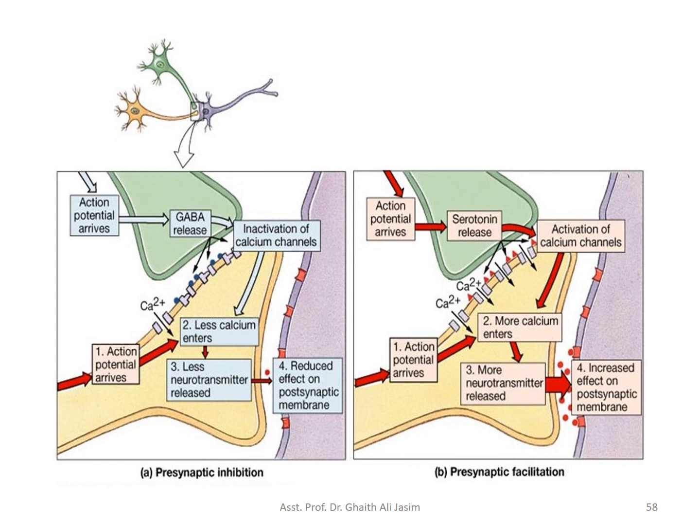When action potential arrived at the synapse, less calcium entered because of the presence of GABA at the axo-axonal synapse, then less neurotransmitter is released, and there will be reduced effect on the postsynaptic membrane.